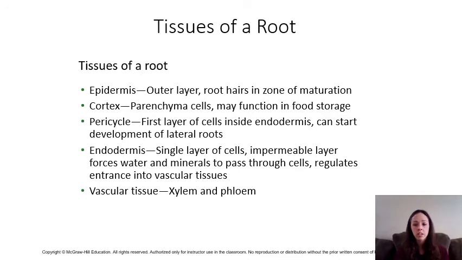Two of the sides are going to be impermeable, and the other two sides allow water to pass through them as it goes to the vascular tissue. In this way, the endodermis cells regulate the minerals that enter the vascular tissue. Next is the pericycle, which has cells that can divide and so produce new lateral roots. On the inside, you have the vascular tissue, which contains the xylem and the phloem.